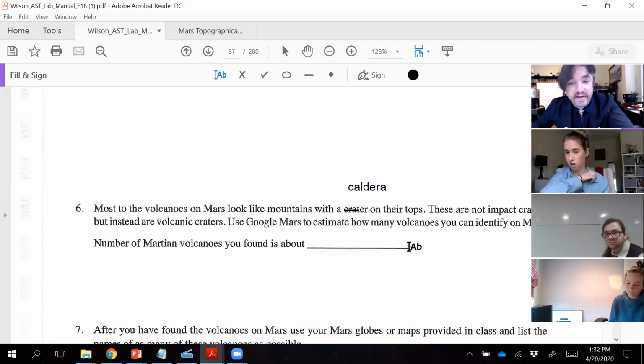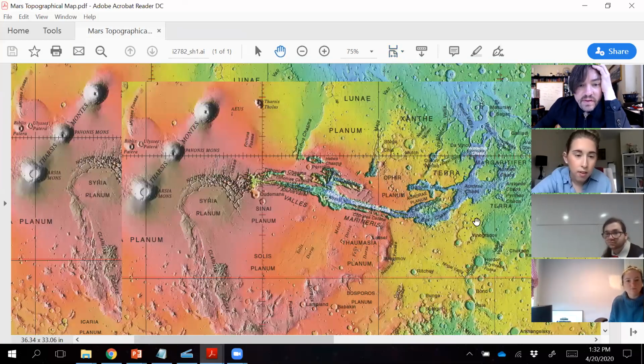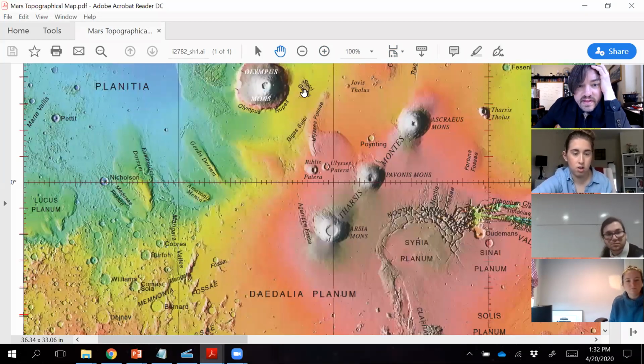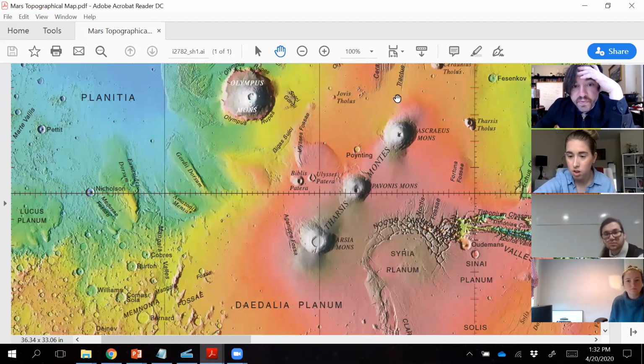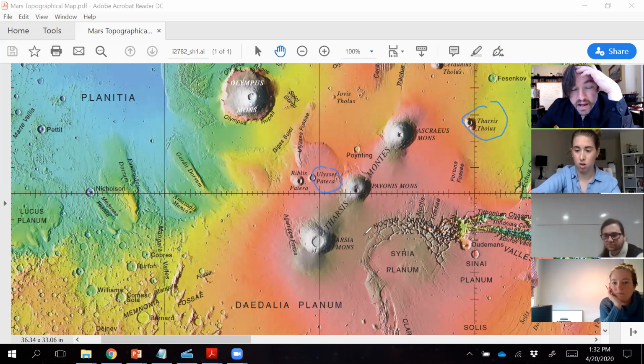Use Google Mars to estimate how many volcanoes. Oh my gosh. All right, let's try to go through this together. We're going to try to count the volcanoes. Here are the things that we're going to consider to be a volcano. Obviously, these big boys, which are Montes, are volcanoes. Anything that's a Mons we'll call a volcano. Anything that's a Tholus we'll call a volcano. Anything that's a Patera we'll call a volcano. So Mons, Tholus, and Patera are what we're going to look for.